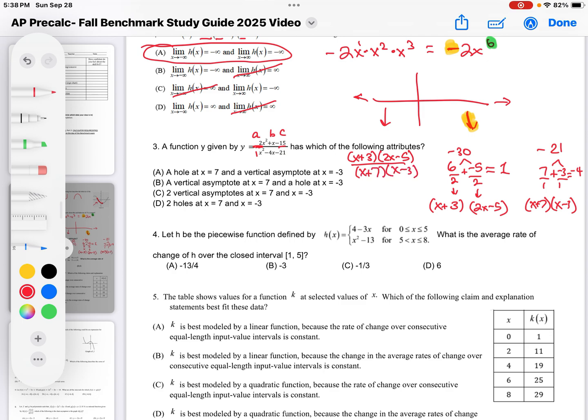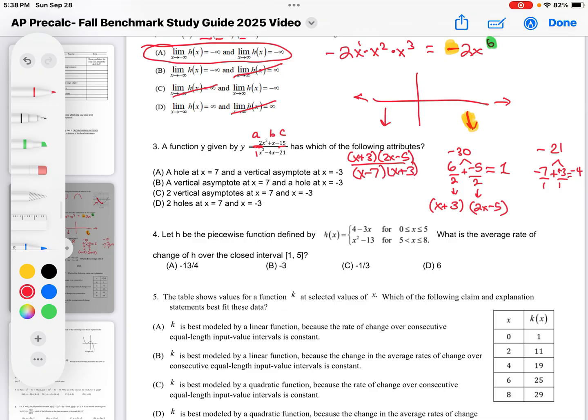Oh, you know what? I just realized I factored that one wrong. It should have been negative 7 and positive 3. This is going to make a lot more sense in this problem. Let me fix those factors, and then we will actually answer the question. Okay, so sorry, that was x minus 7 and x plus 3.